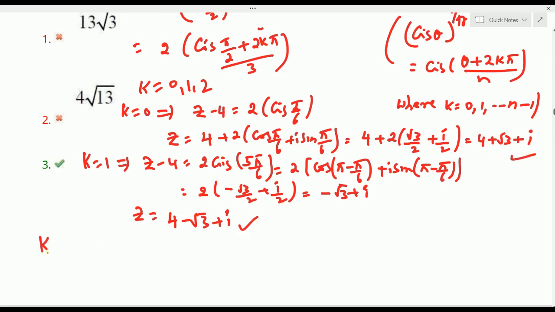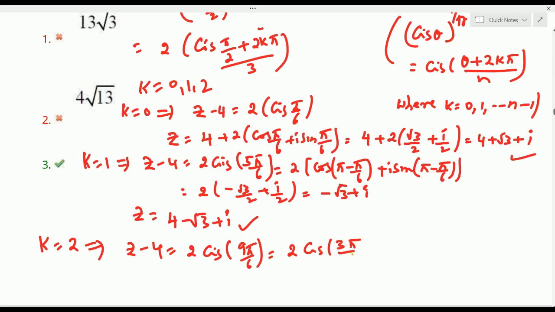Now, by taking k equals 2, z minus 4 becomes 2 times, 2 2s are 4, 4 2s are 8, 8 plus 1 is 9, so 9 pi by 6. 9 pi by 6 we can write as 2 times 6, 3 cancel, 3 3s and 3 2s. Therefore this is 2 times cos 3 pi by 2 plus i sin 3 pi by 2.